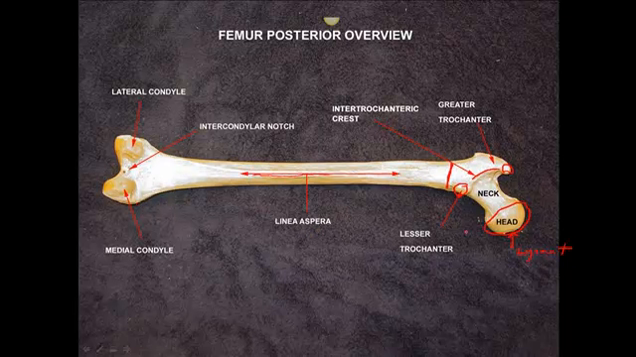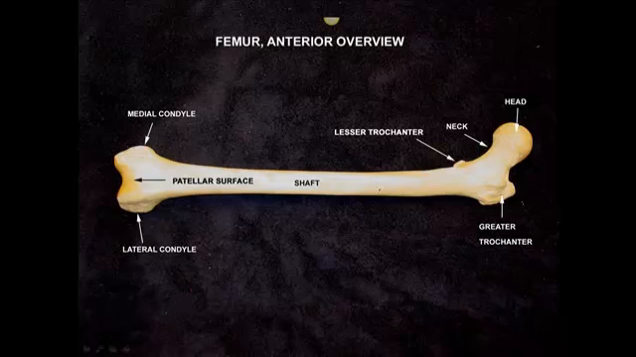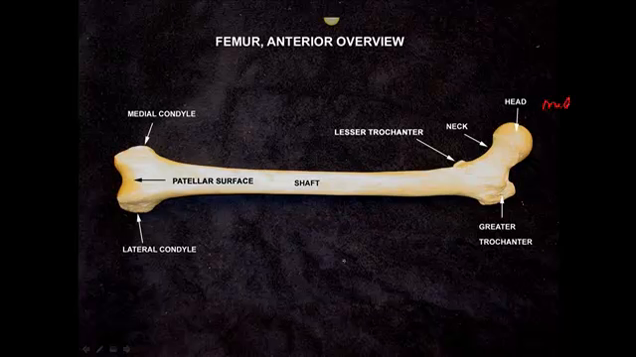The head is always on the medial side, so this is the medial condyle and the lateral condyle, and then the intercondylar notch is between them. Okay? This is the posterior view. The anterior view, now this is medial, and this is lateral. Always orient yourself.